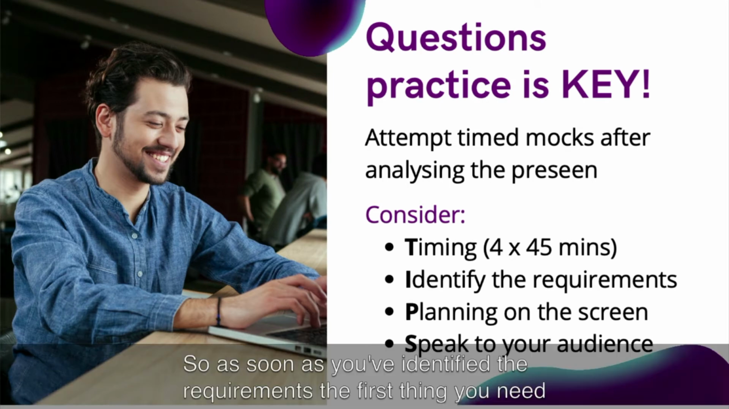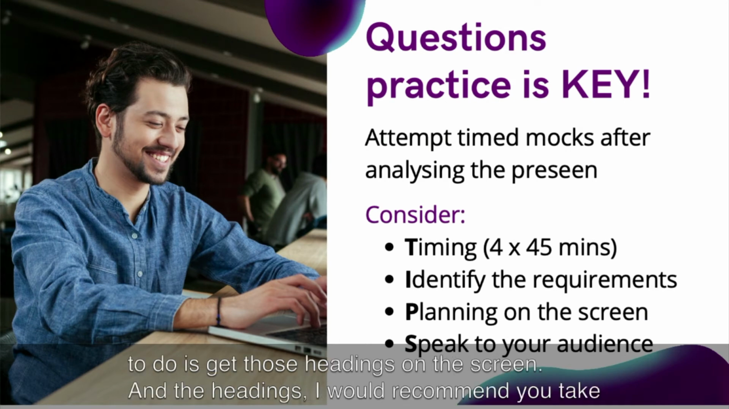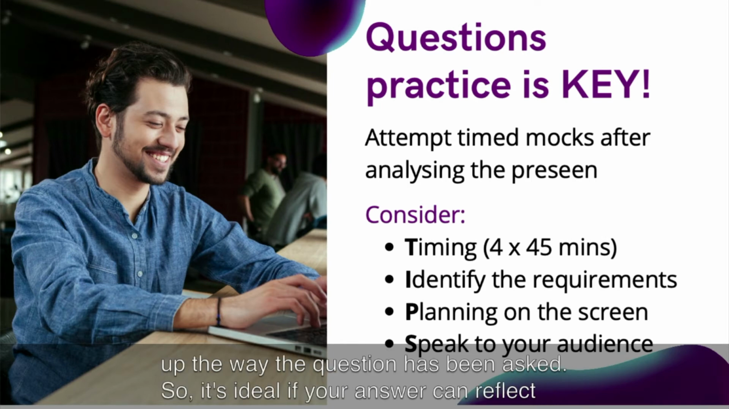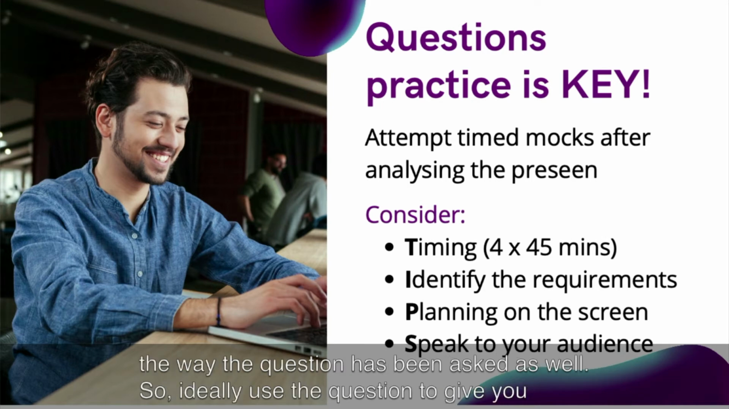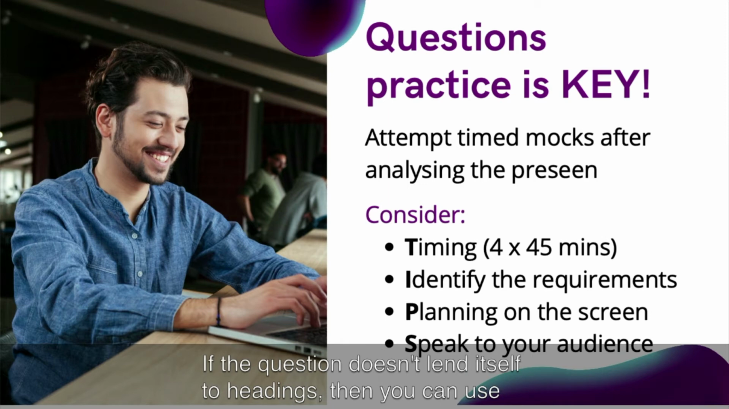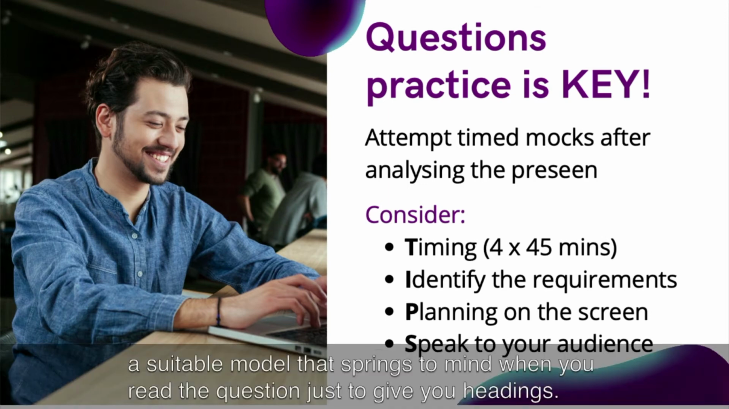So as soon as we've identified the requirements, the first thing you need to do is get those headings on the screen. And the headings I would recommend you take from the requirements wherever you can, because the marking guide will be split up the way the question has been asked. So it's ideal if your answer can reflect the way the question has been asked as well. So ideally, use the question to give you those headings and get those headings on the screen in bold and underlined. If the question doesn't lend itself to headings, then you can use a suitable model that springs to mind when you read the question just to give you headings.